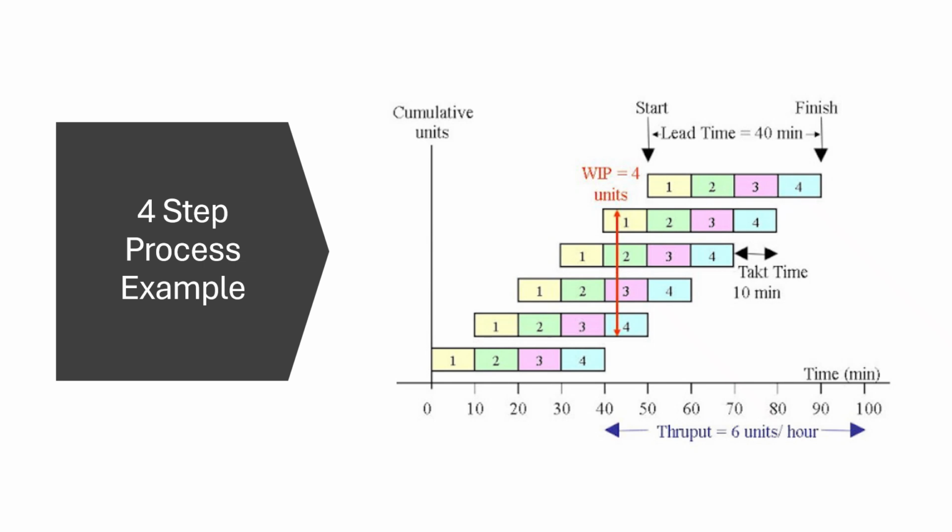In this example, a line has 4 workstations, each performing a process step. Each step takes 10 minutes, so the lead time for each unit will be 40 minutes. We have 1 unit being worked on in each workstation, so total WIP in the line will be 4 units. Takt time of the line is 10 minutes, which is equivalent to a throughput of 6 units per hour.